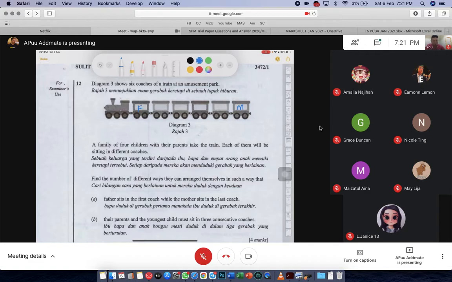So maksudnya yang 4 budak tu boleh tukar tidak? Boleh. Sebab 4 budak kat dalam tengah-tengah ni. So maksudnya you ada 4 tempat kosong. What happened over here is 4 budak, 4P4.